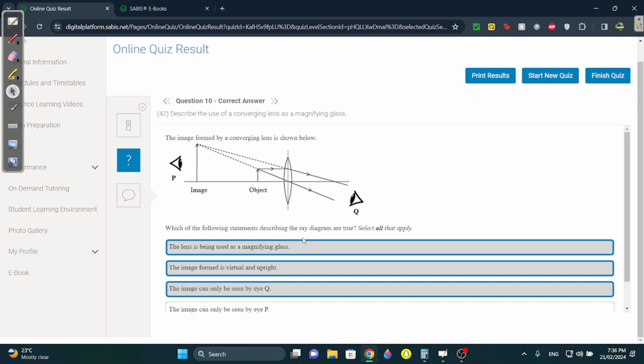You have to trace it backwards, that's why it's virtual, and obviously it's upright. The image can only be seen by IQ, because the real rays are popping out from over here. The virtual rays, you can't see them obviously. You can only see the real rays, and the real rays can only be seen by Q.